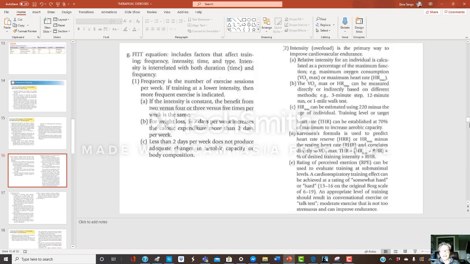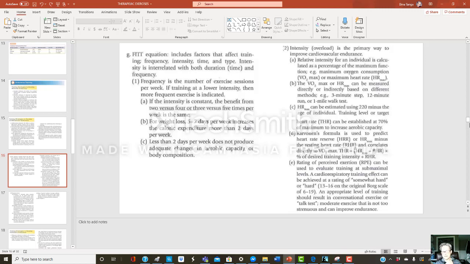Frequency is the number of exercise sessions per week. If training at a lower intensity, then more frequent exercise is indicated. If the intensity is constant, the benefit from 2 versus 4 or 3 versus 5 times per week is the same. For weight loss, 5 to 7 days per week increases the caloric expenditure more than 2 days per week. Less than 2 days per week does not produce adequate changes in aerobic capacity or body composition.